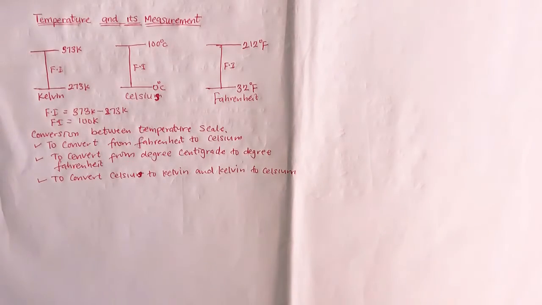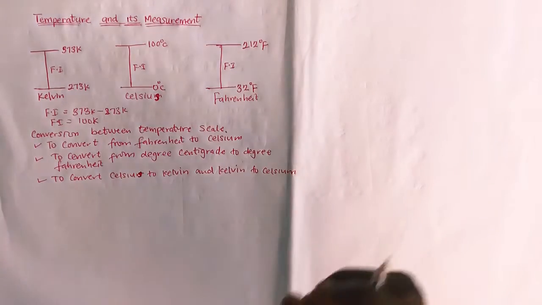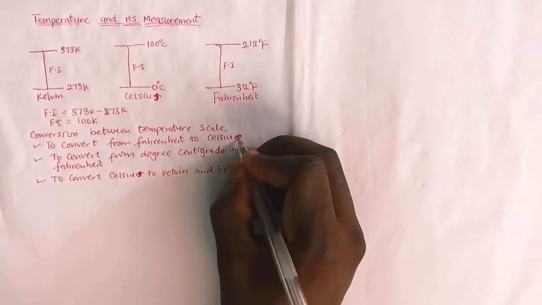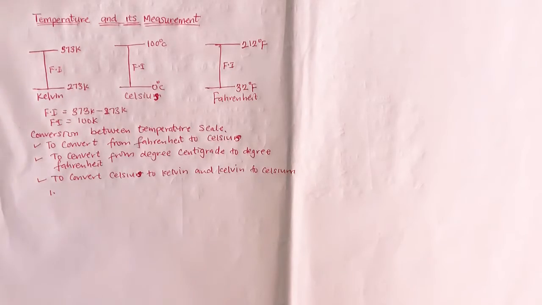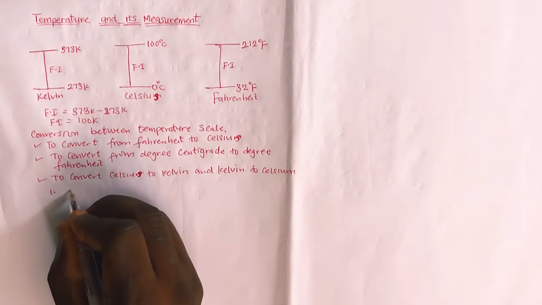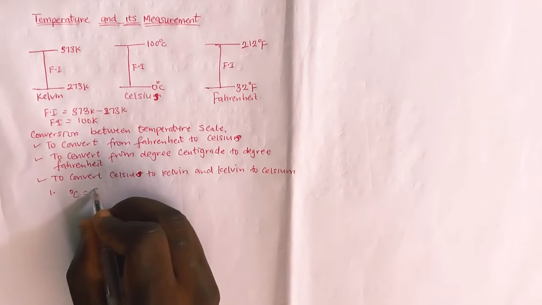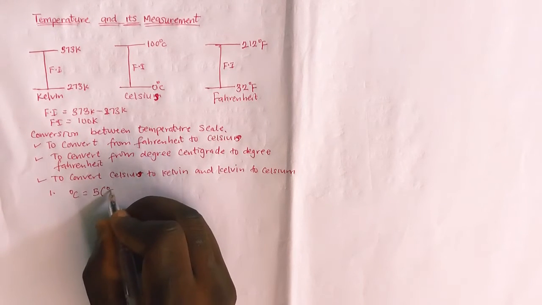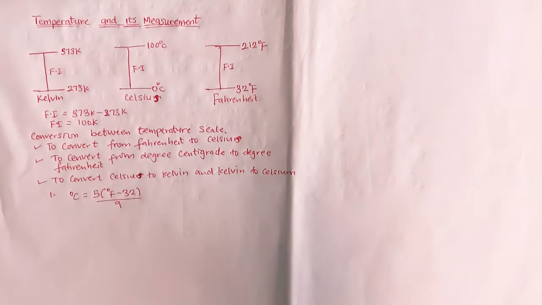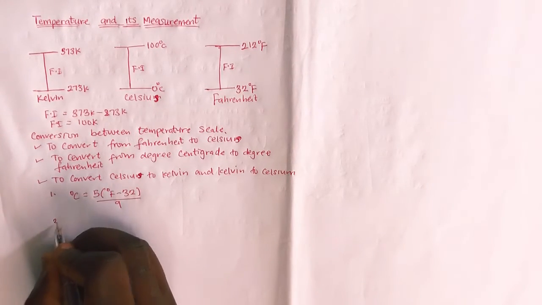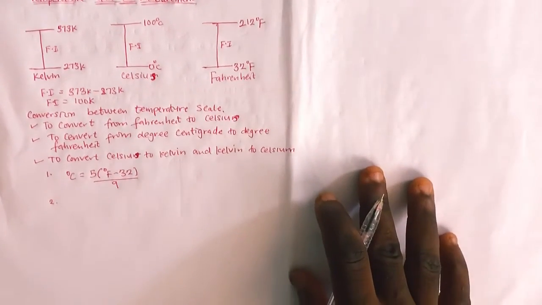For example, now you are talking about converting from Fahrenheit to Celsius. There is a relationship between them, which I'm going to prove in a separate video. But now, in order for you to convert from Fahrenheit to Celsius, you are going to use degree Celsius equals 5 into brackets degree Fahrenheit minus 32, all divided by 9. The second one, to convert from degree centigrade to Fahrenheit.